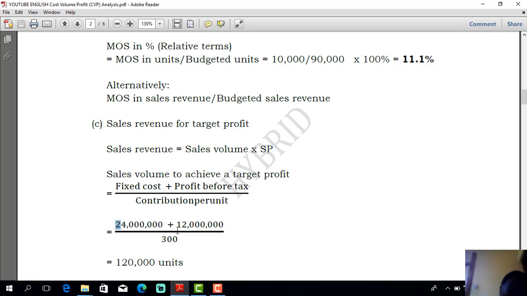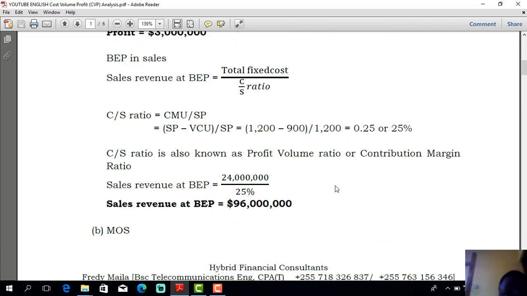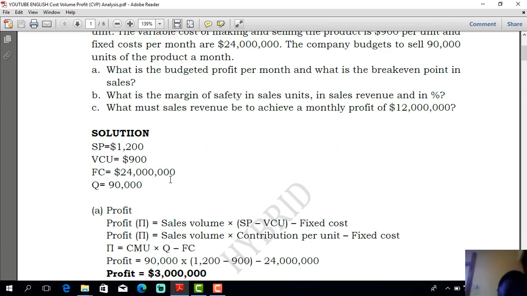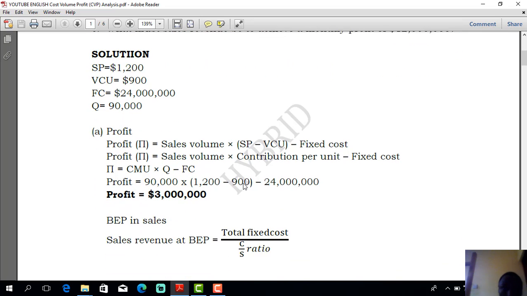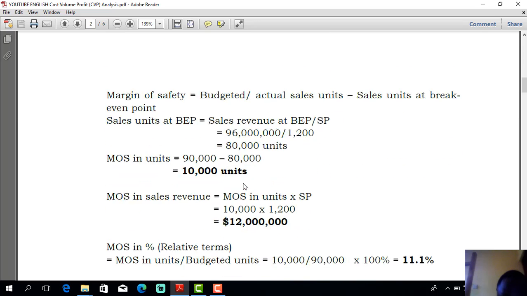You have the fixed cost as 24 million from the top there. We have profit before tax. We have been told in the question, this one, 12 million. Then we divide by contribution margin per unit, which is selling price 1,200 minus variable cost per unit 900, leaving you with $300. So that's how we go about this.